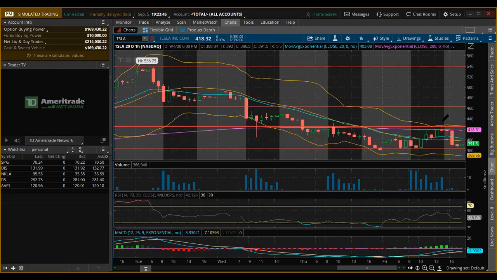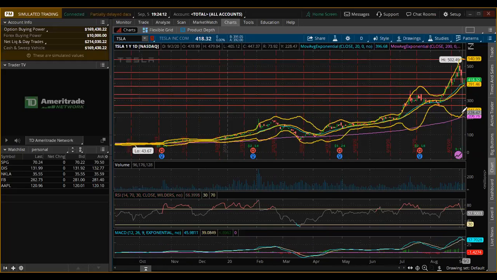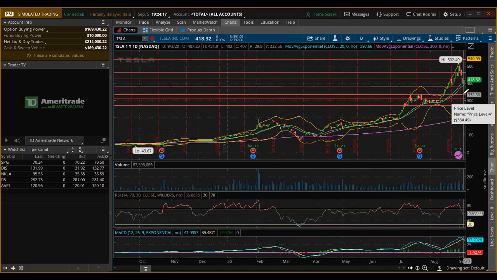But on the flip side of that, the reason I don't like doing that is I bought it at 388. What happens if it would have dropped to 370, or to 350? Because if we look at it, Tesla still has room to drop. Will it drop below this line? I personally don't think so.